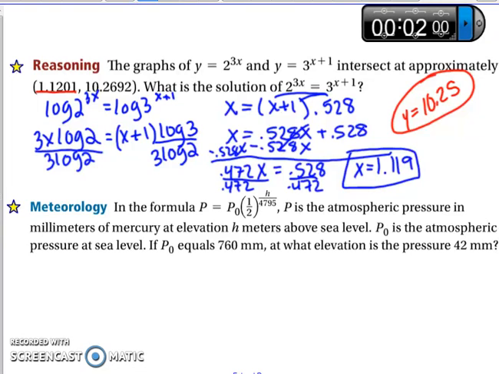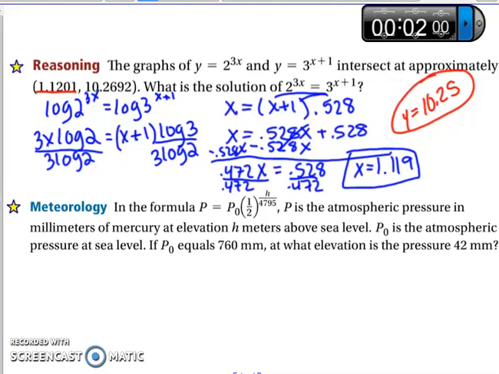Now if we look at the second example, you have the formula P equals P sub 0 times 1/2 to the H over 4795. P is the atmospheric pressure in millimeters of mercury at elevation H, meters above sea level. P sub 0 is the atmospheric pressure at sea level. P sub 0 equals 760 millimeters. At what elevation is the pressure 42 millimeters?